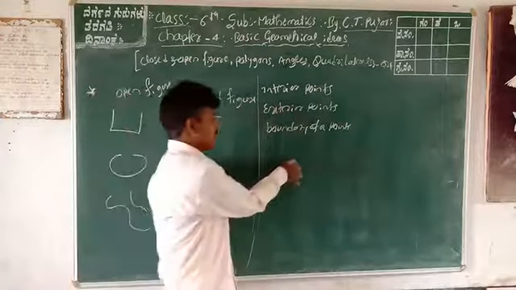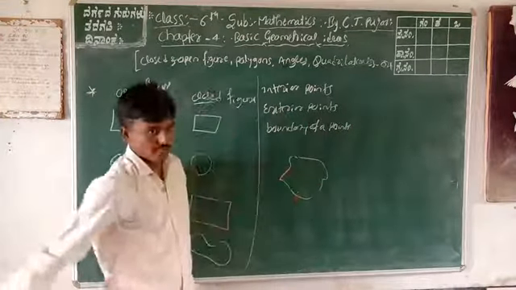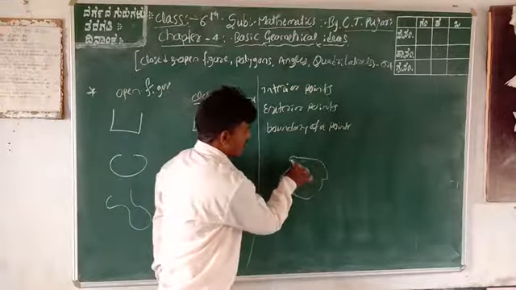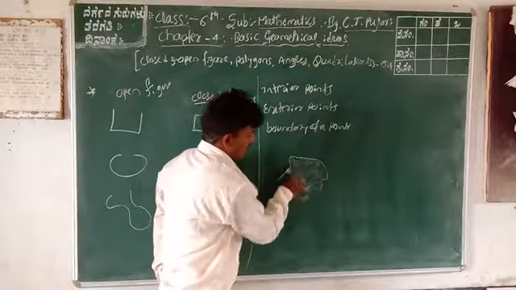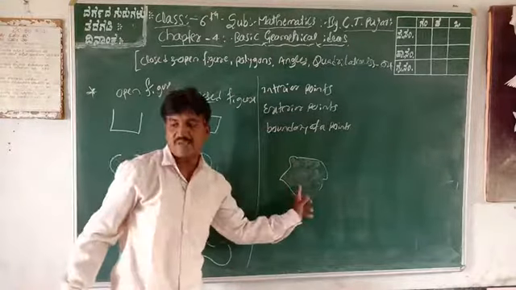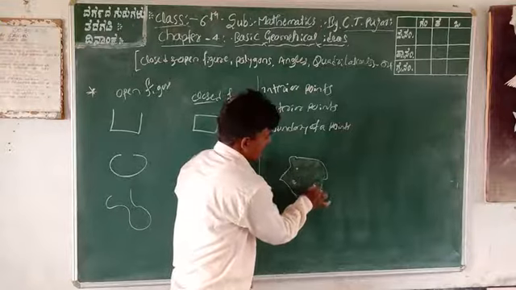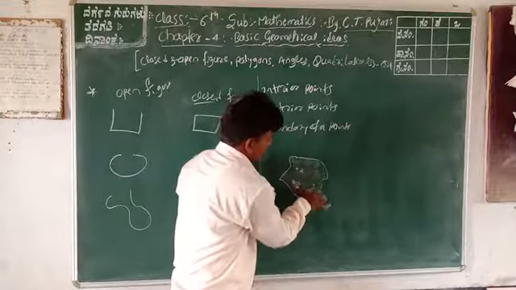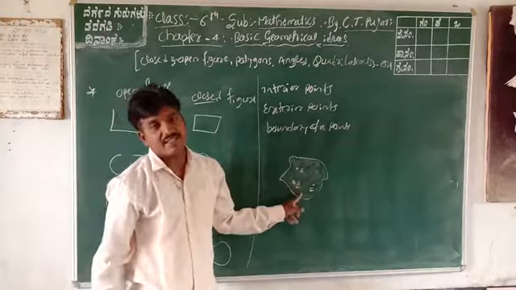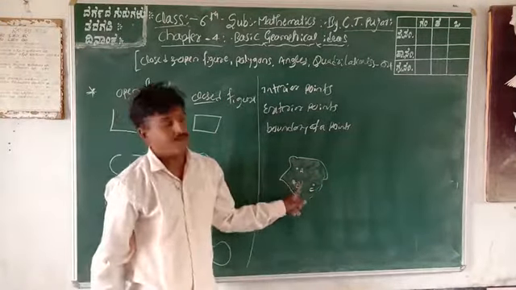For example, consider one closed figure. This is the closed figure. This is the interior part. Interior means inside the figure. Consider three points: A, B, C. A, B, C are interior points of the figure, inside the figure. And also P, Q, R. P, Q, R are exterior points. Points outside the figure are called exterior points.